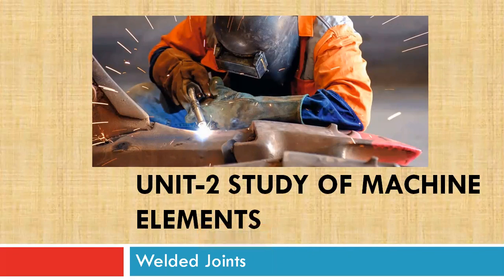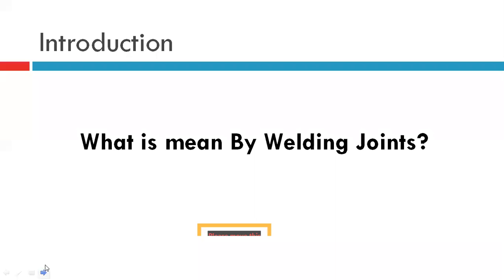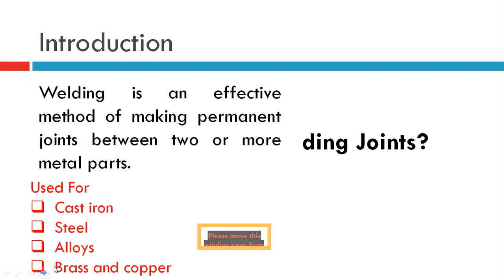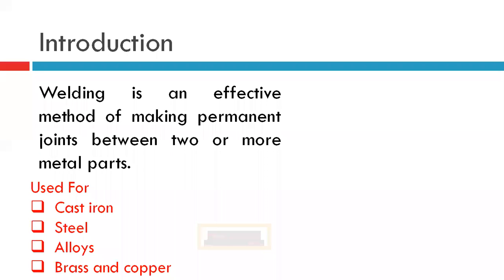So these are some basic informations we are studying here. We will see one by one. First of all, what is meant by welding joints? Whenever welding comes to our mind, we should know what is meant by welding joints. In the beginning of this chapter, we studied the different methodologies to join different components. This is one of the methods to join different components.